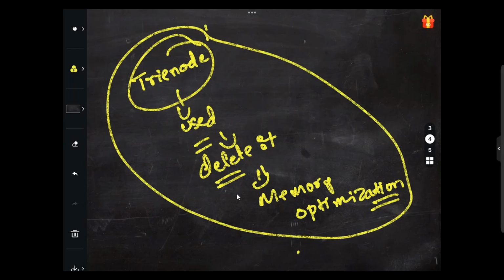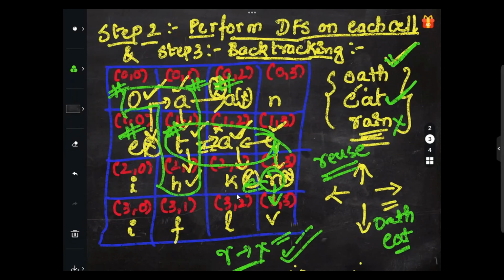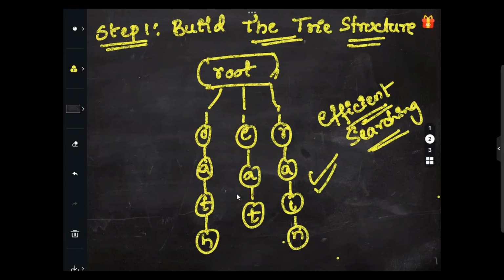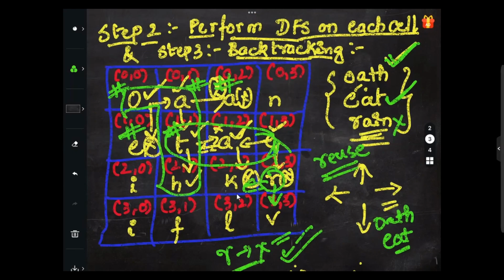This one we have to keep in mind. This comes under the backtracking. So we temporarily mark visited cells as hash to prevent the reuse, one thing under backtracking. And if a trie node is completely used, then we will delete it for the memory optimization. These two steps come under the backtracking. So I hope all the steps are clear. 3 steps. One is building the trie structure, and second one is performing DFS on each cell, and third one is performing the backtracking, right? I hope all the 3 steps are completely clear.